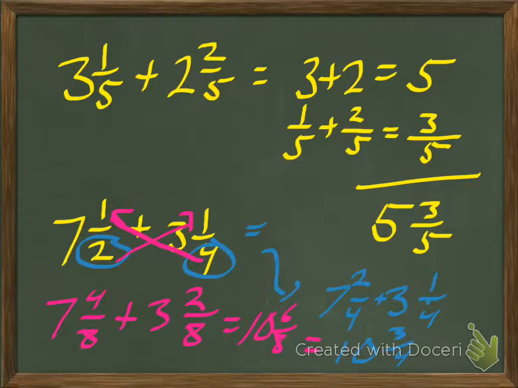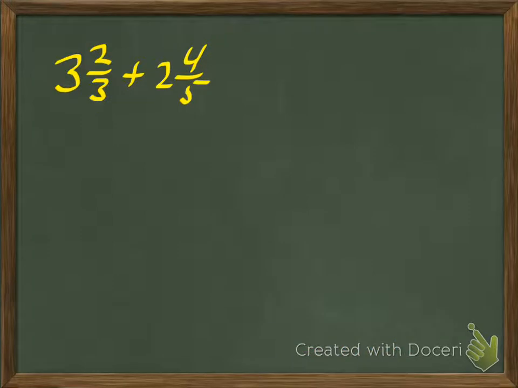All right, so let's move ahead. Now, there are some times where the problem comes out a little bit harder. So suppose we have something like 3 and 2/3, and we add 2 and 4/5. All right, so now we don't have a common denominator. So what would the lowest common denominator be for 3 and 5? The answer is 15.